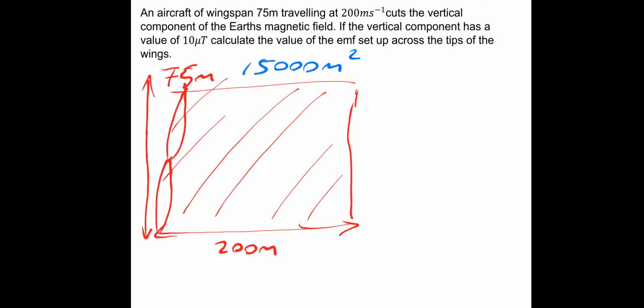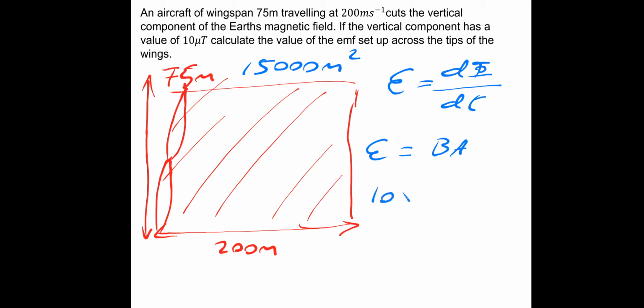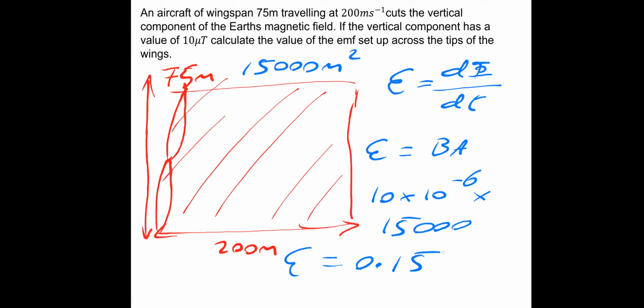So EMF is change in flux over change in time. And the flux is BA, so it's just BA over time. And we've done 1 second. So the EMF is simply BA over T, but for 1 second it's just BA. So let's just multiply these numbers. The magnetic flux density is 10 microtesla, so 10 times 10 to the minus 6 multiplied by the area, 15,000 square metres. Gives an EMF across the wingtips of 0.15 volts. Hopefully that one went okay, you figured that one out. Let's move on to the next one.